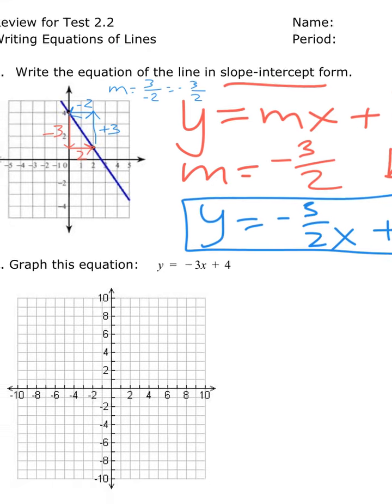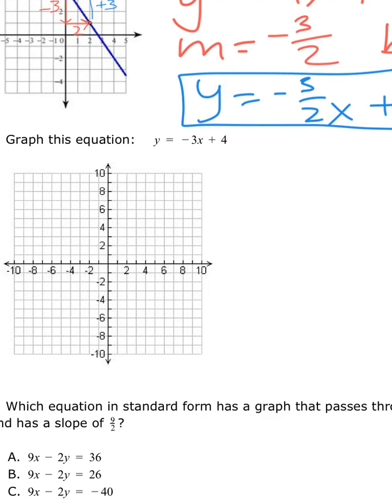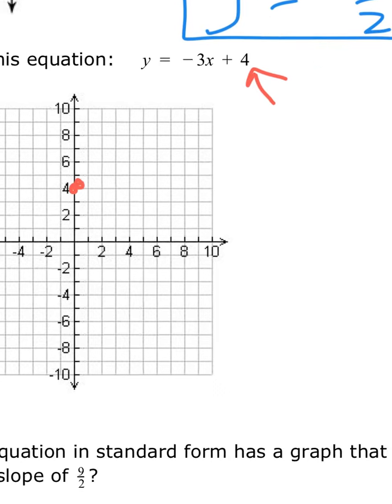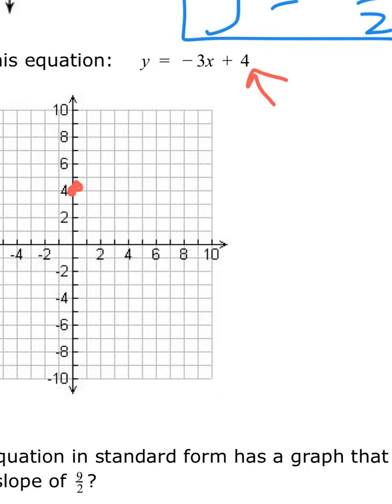All right, number 2 says graph this equation. So I have y equals -3x plus 4. So where do I begin? 4. So I'm going to go to 4 on my y-axis. And that's where we begin. I'm going to zoom in some so it's easier for me to write. All right. And then what's my slope?